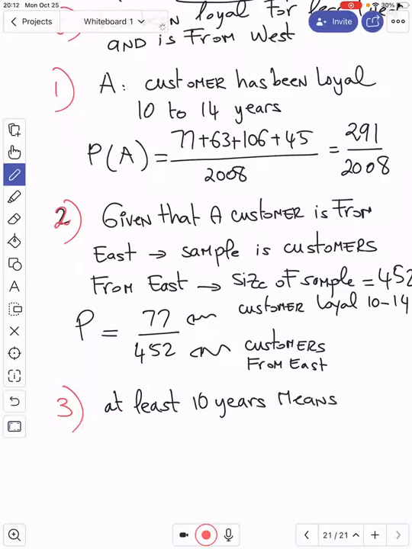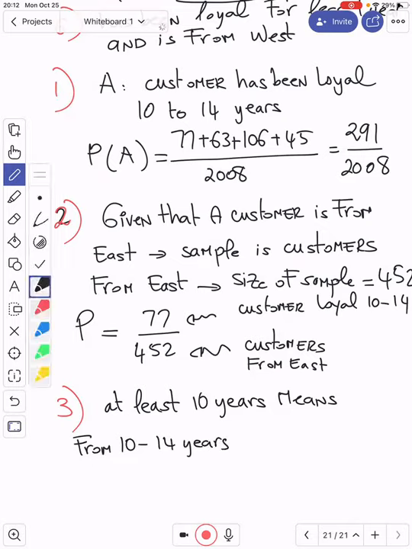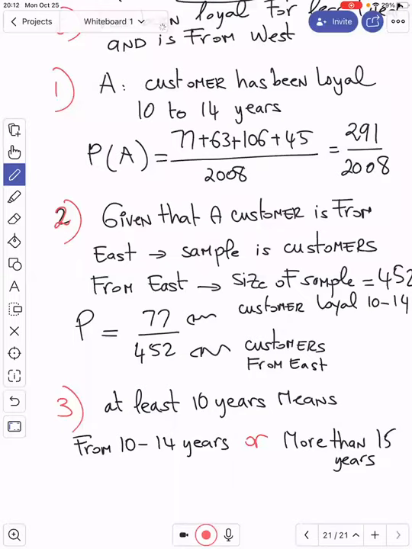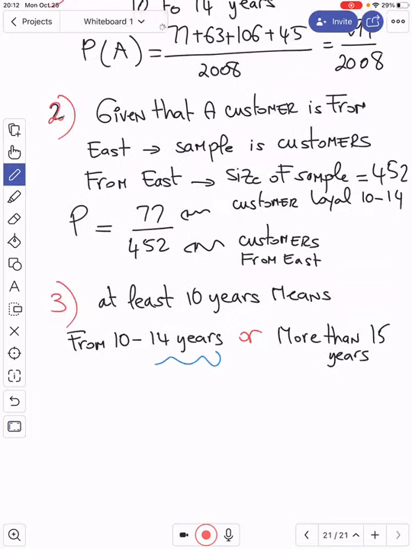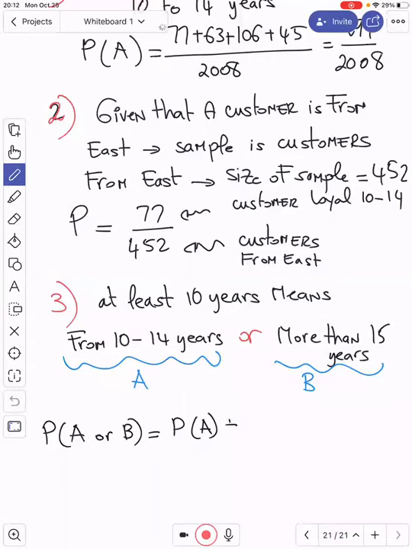Means from 10 to 14 years or more than 15 years. So this is "or," right? So we have two events. Event A: a customer has been loyal from 10 to 14 years. And event B: the customer has been loyal more than 15 years, right? So then the probability of A or B will be the probability of A, loyal from 10 to 14, plus the probability that the customer has been loyal more than 15. And because we have "or," this is supposed to be minus the probability of A and B.